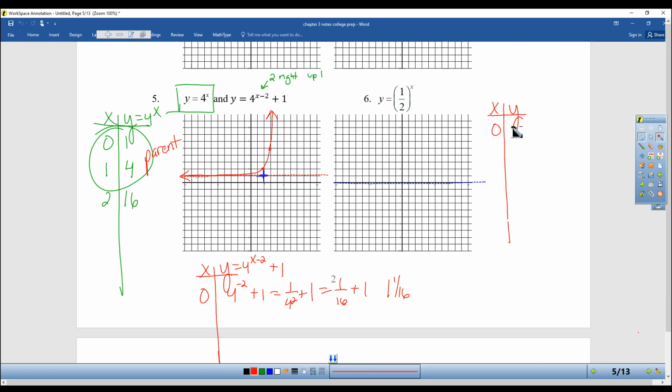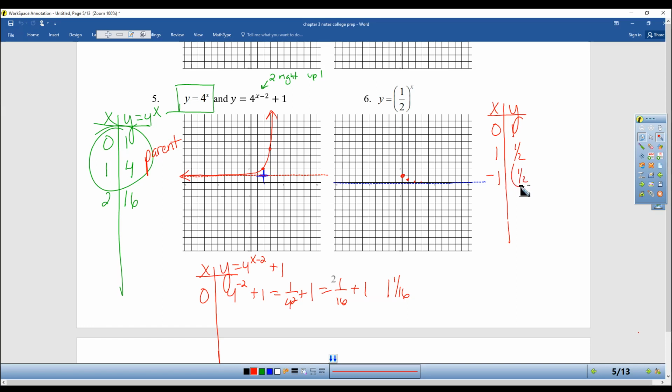So when x is 0, anything to the 0 power is 1. But here's where it's tricky. If x is 1, you're at 1/2. You can do this, but it's not a great point. What you really need is -1 because the graph is going to go like this. So the good points are going to be over here. If you keep doing points on this side, you're just going to keep getting these awful fractions that aren't going to help give you a nice graph. So if you have a fraction, you need to do negative numbers to get good points.